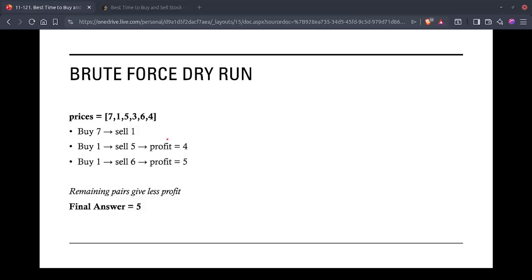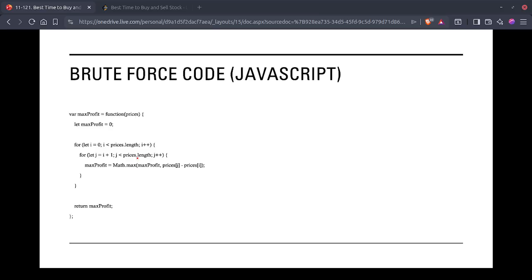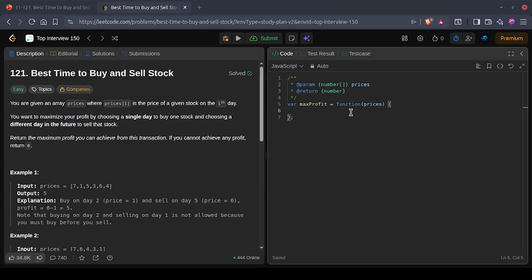Same as the brute force: we buy at 7, no profit. Buy at 1 and sell at 5, profit is 4. Buy at 1 and sell at 6, profit is 5. That is the best, so the answer is 5. But notice something: we are checking every possible pair. That's unnecessary work. So let's write the brute force code.